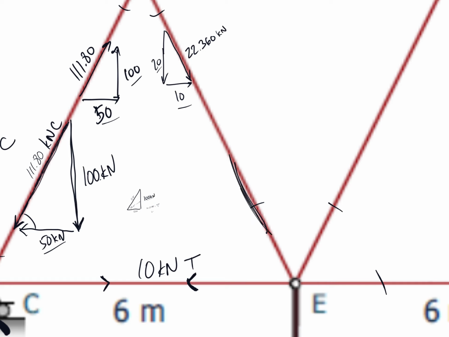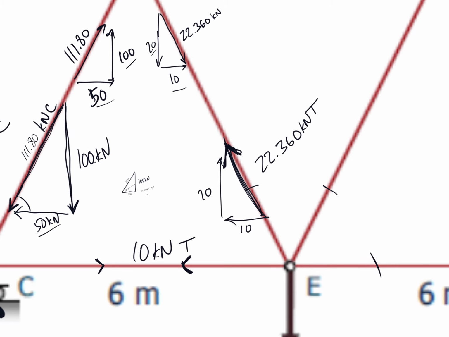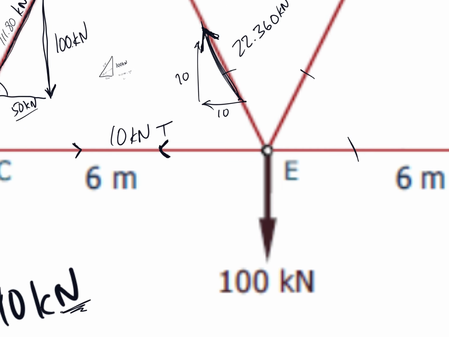So this thing now is going to be like this. Okay, and it's 22.360 kilonewtons, and because it's pulling, it's tensile. Okay, and it's going to be 10 in this direction and 20 in that direction. Okay, so let's look at this sucker.